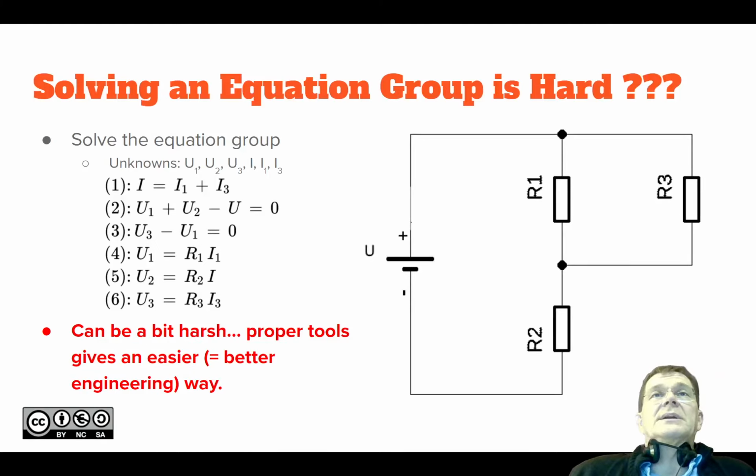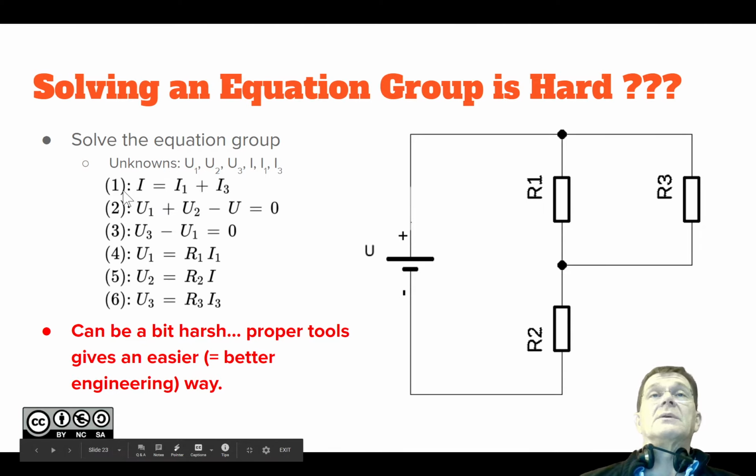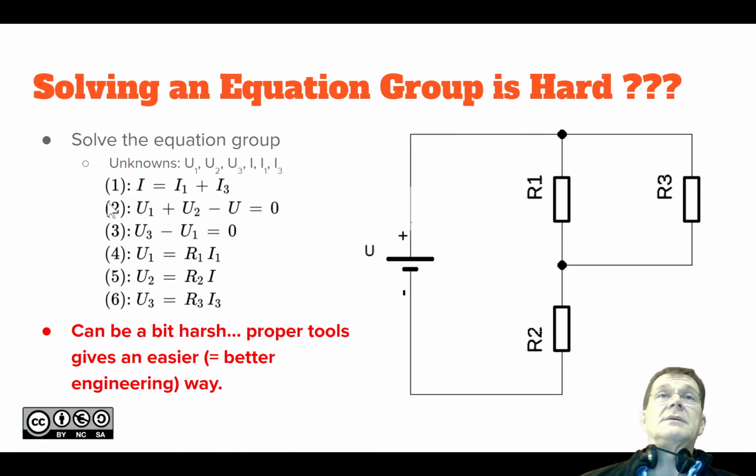Previously, we did the hardest part of this circuit analysis, meaning that we made these six equations. One from Kirchhoff's current law on the current junction, then numbers two and three from the voltage loops, the Kirchhoff voltage law, then equations 4 to 6 are Ohm's law on each resistive component. So we have six equations, and luckily we also have six unknowns.